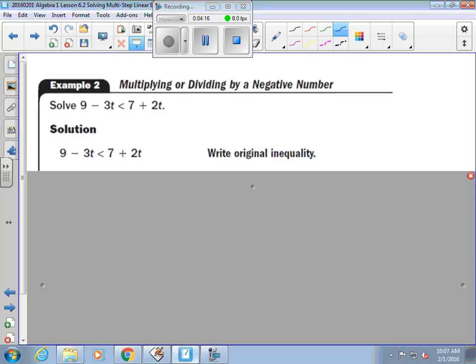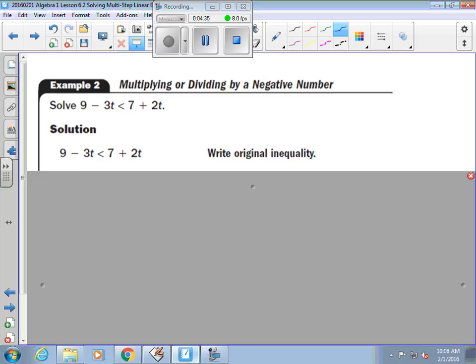Example number 2 is multiplying or dividing by a negative number. So this is when you have to multiply or divide both sides by a negative value, reversing the symbol. 9 minus 3t is less than 7 plus 2t. Not only is it multiplying and dividing by a negative value, we have variables on both sides.